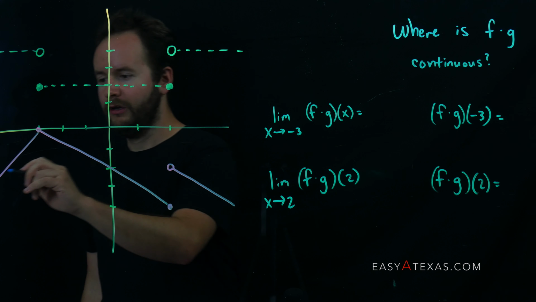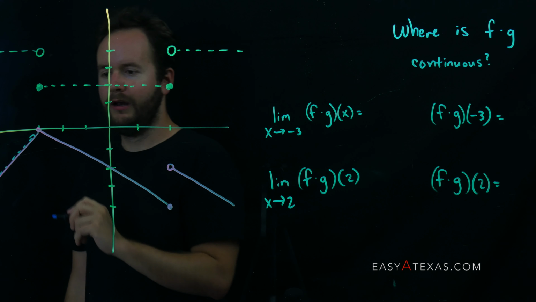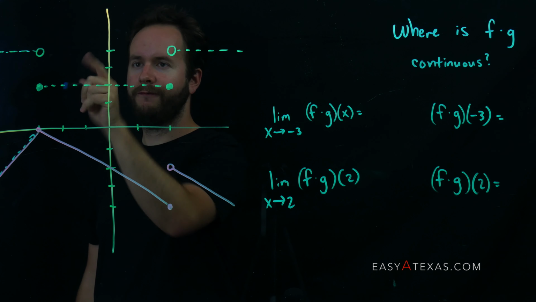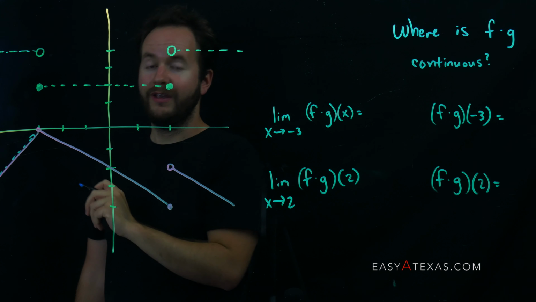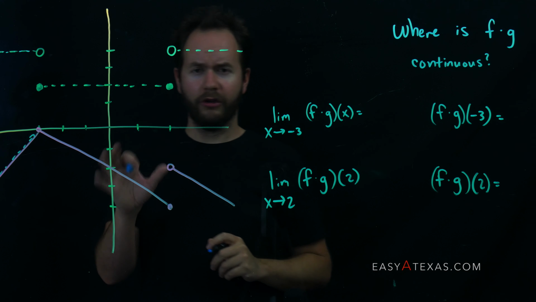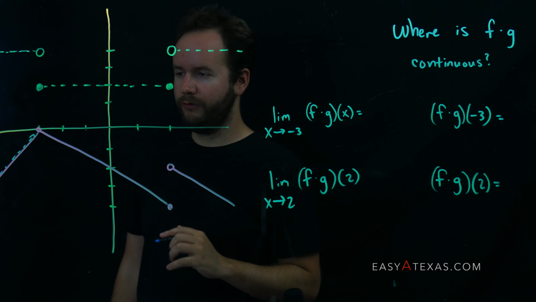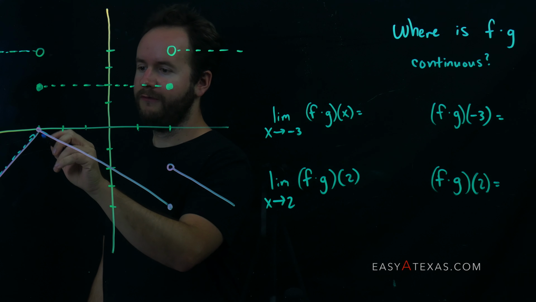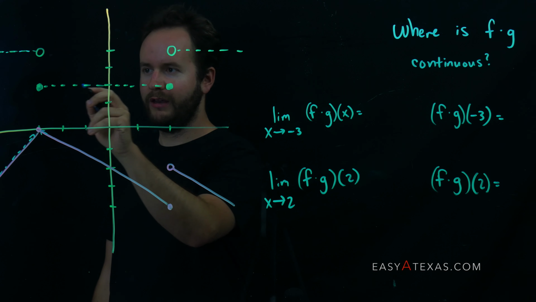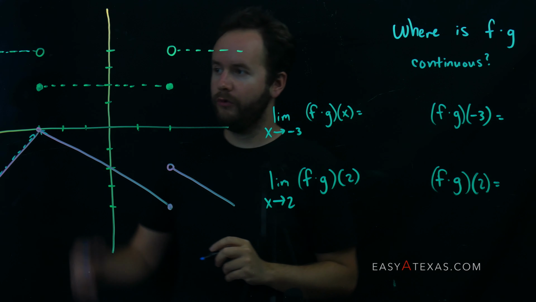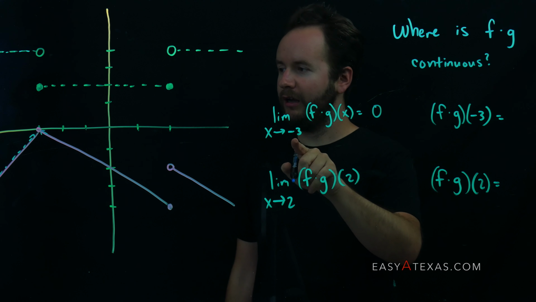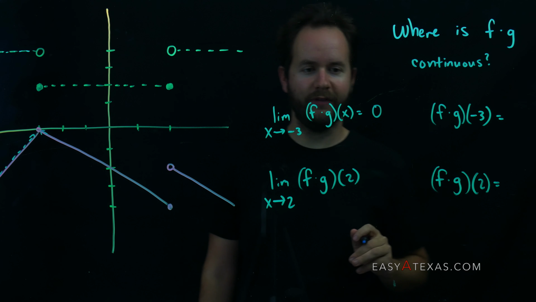As we approach -3 from the left on f, we get 0, and as we approach -3 from the left on g, we get 4. 4 times 0 is 0, so the limit from the left is 0. Let's also check the limit from the right, because they need to match in order for it to be equal. As we approach -3 from the right on f, we get 0. As we approach -3 from the right on g, we get 2, and 2 times 0 is 0. So the left-hand and right-hand limits at -3 are 0. So we have the value of 0 there.